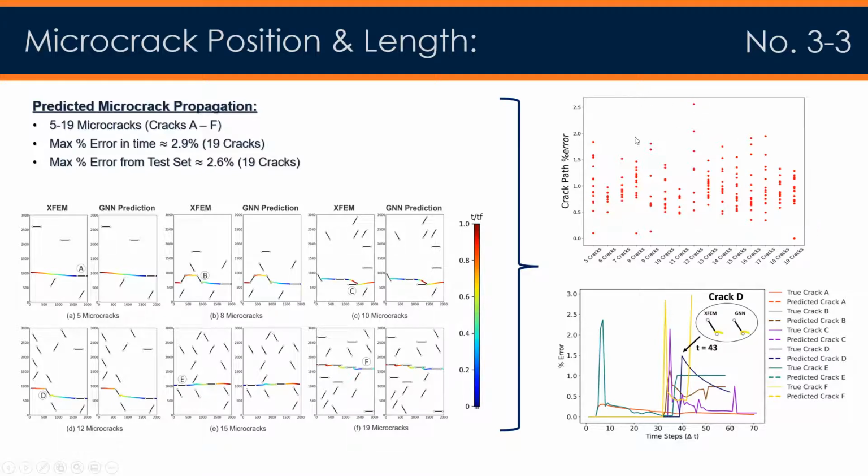spatial deviance error analysis, and on the bottom, you have a time-dependent analysis. So how does the error evolve in time? And what you see here is you have from crack A all the way to crack F, and these are labeled here from A, B, C, D, E, and F. And these are from 5 all the way to 19 microcracks. And in this case, the higher error was for the case of 19 microcracks at approximately time step 43, and it's approximately around 2.9% error.